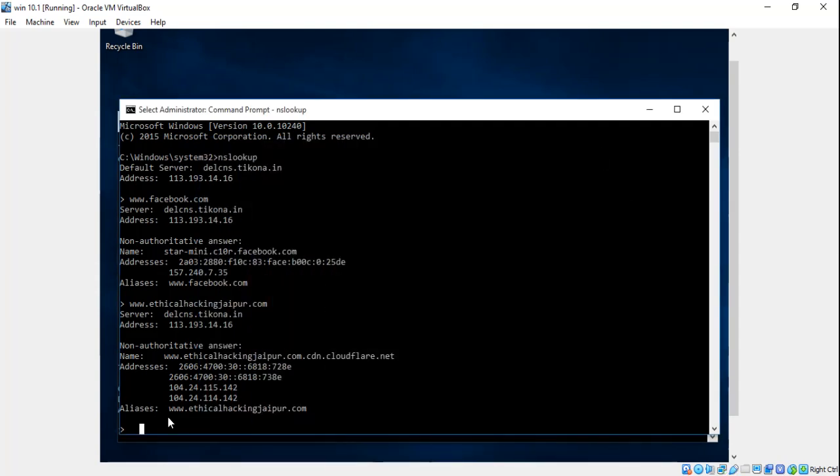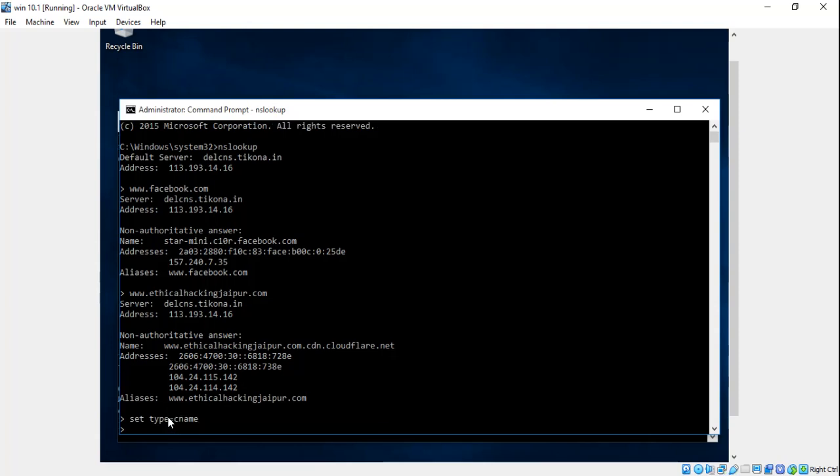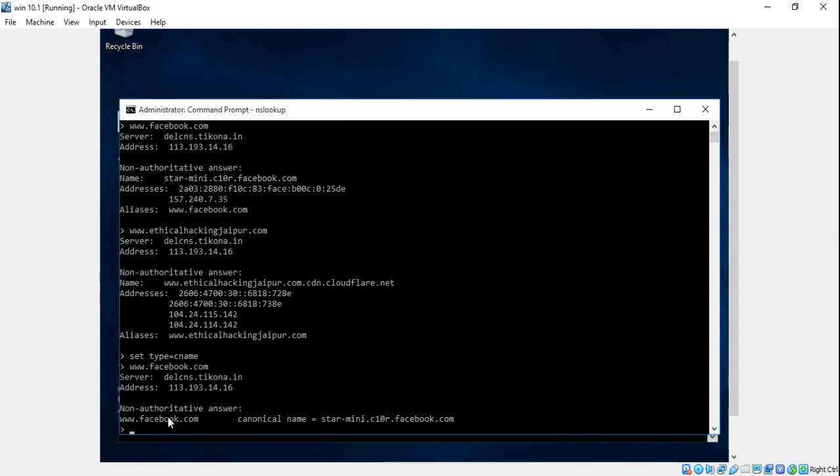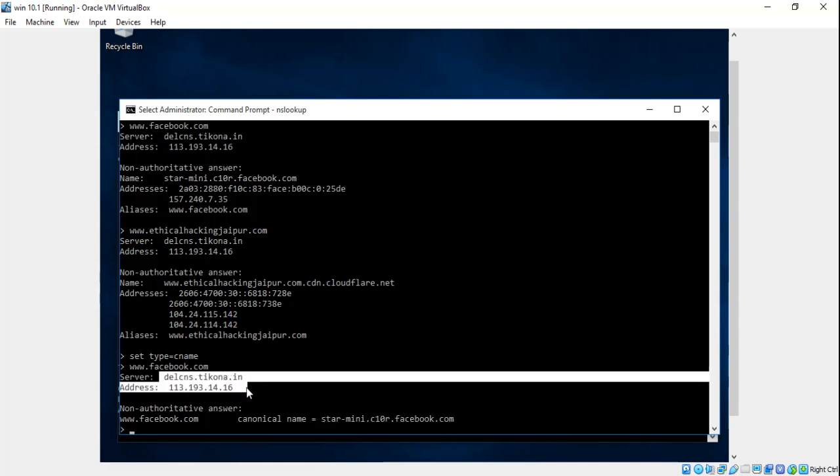Now let's see how to do this in practical. So set type to CNAME and let's type our target. Okay, so the canonical name for Facebook is shown here, right? And this is the other information, that is the default server of my internet service provider. So NSLOOKUP helps us to determine information about the domain name system. Okay.